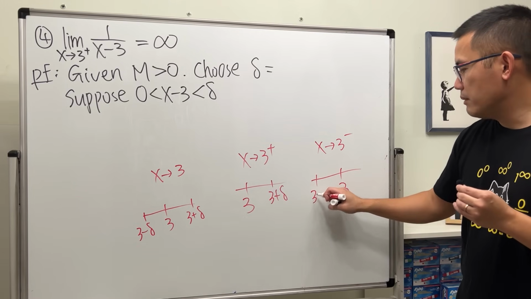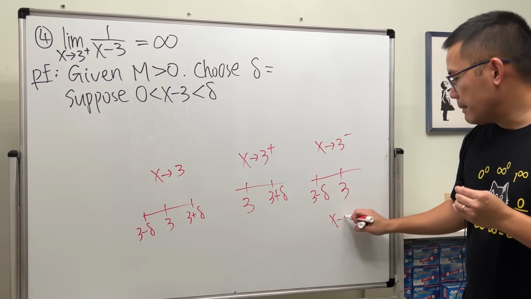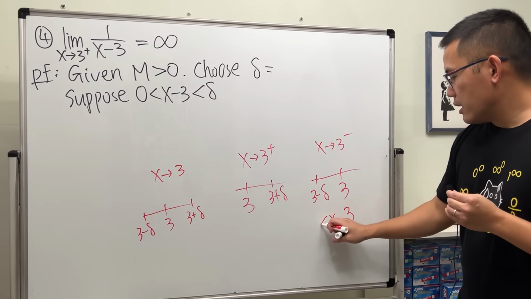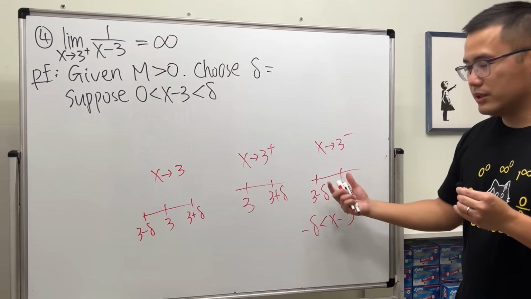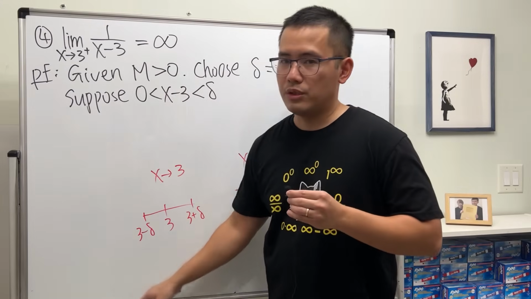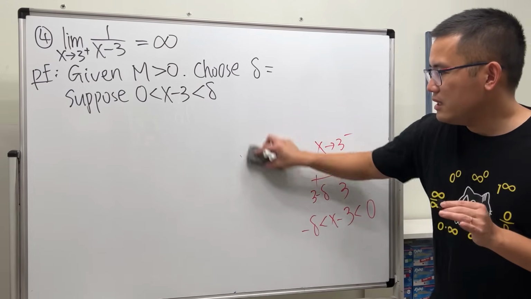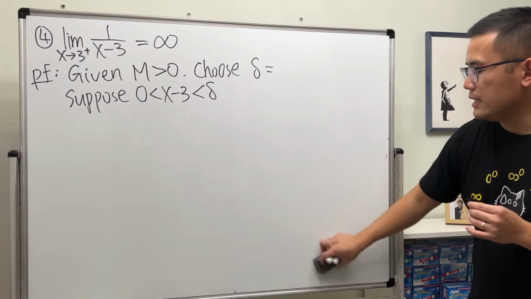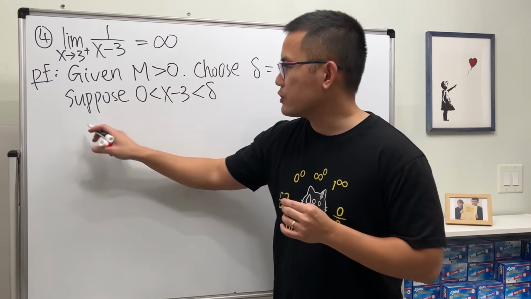So this 3 minus delta like this. Then in that case, you will write x minus 3 is in between 0 and negative delta, just from here to the left. Yeah, so that's the small difference. That being said, again, the key is to play around with the inequality. Make sure that this time though, we want to get our function.